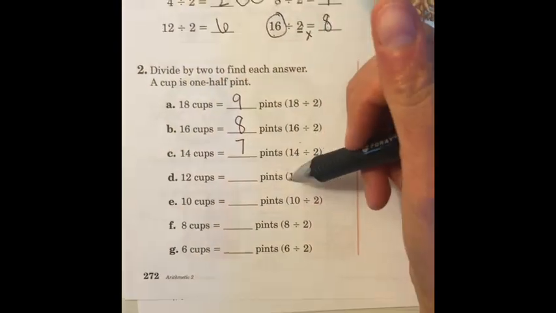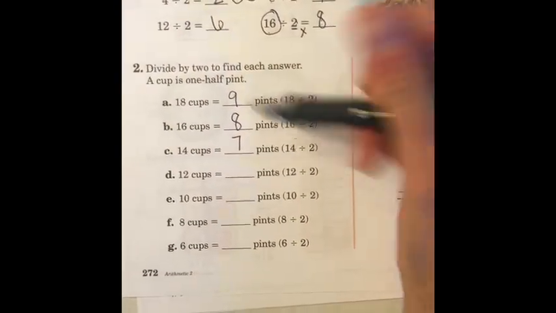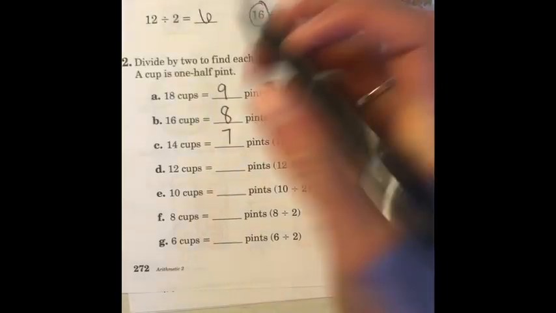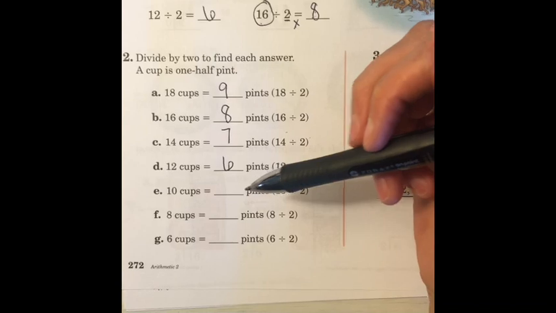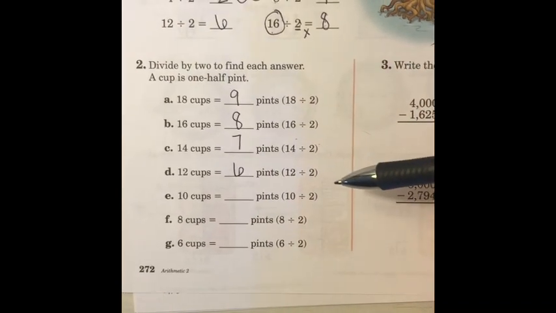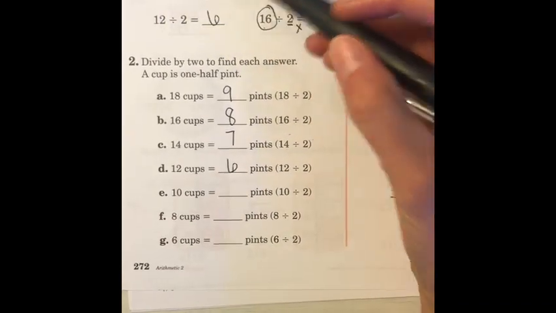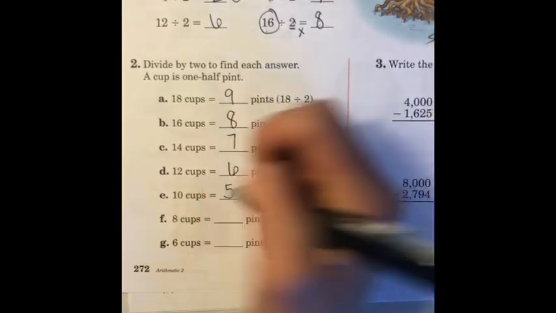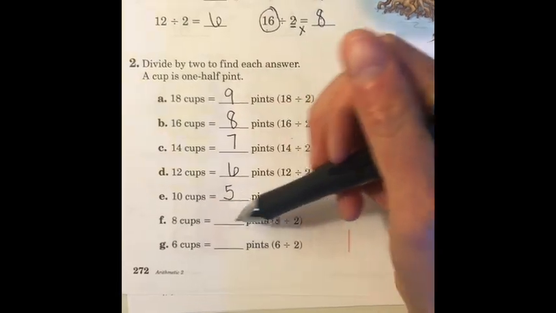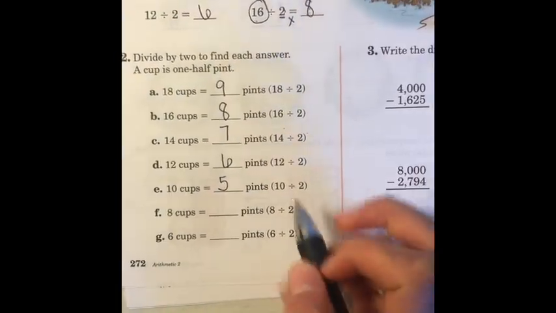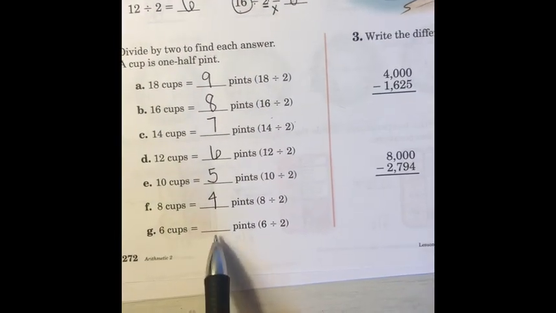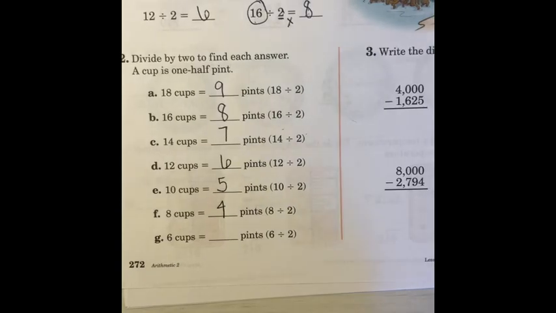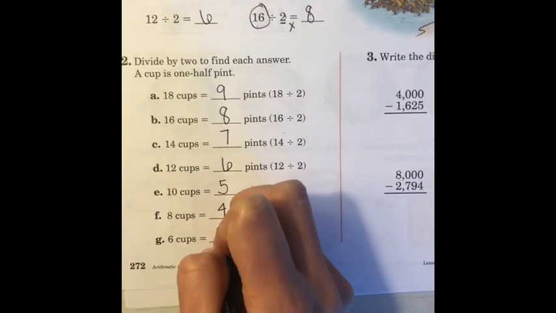12 cups is how many pints? Or 12 divided by 2, or what's half of 12? 6. 10 cups is how many pints? 10 divided by 2 is 5. 8 cups is how many pints? 8 divided by 2 is 4. And 6 cups is how many pints? Or 6 divided by 2 is 3.